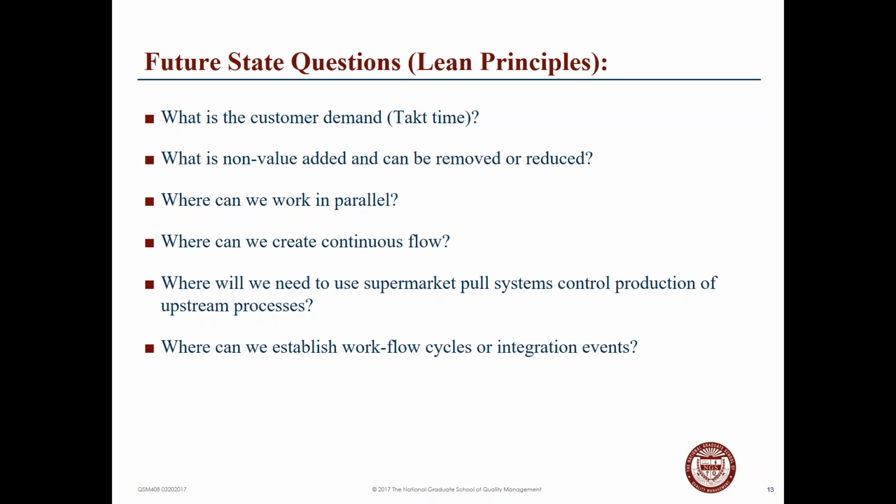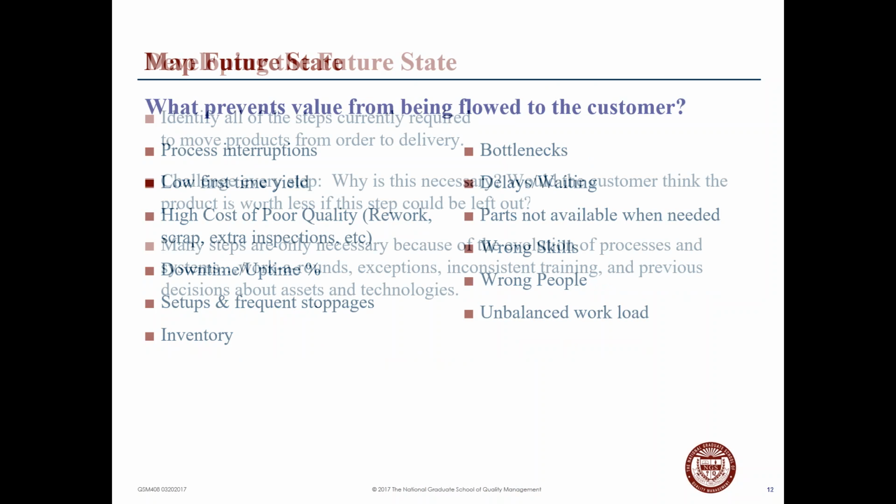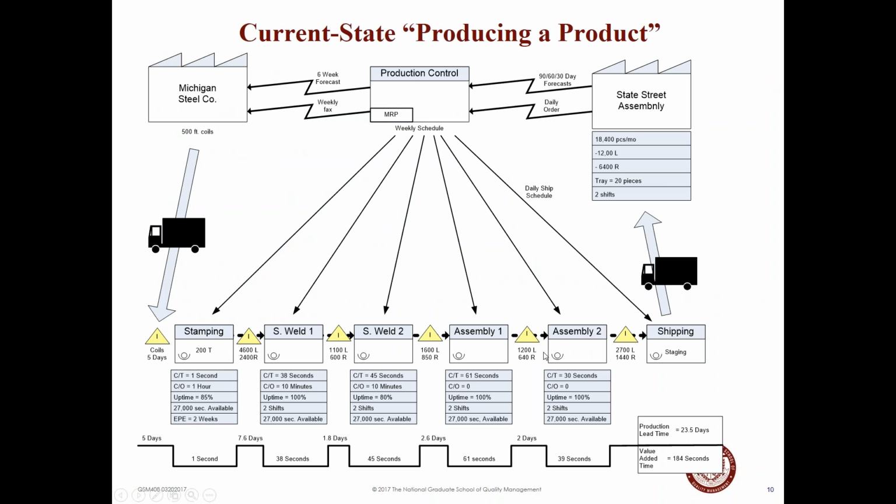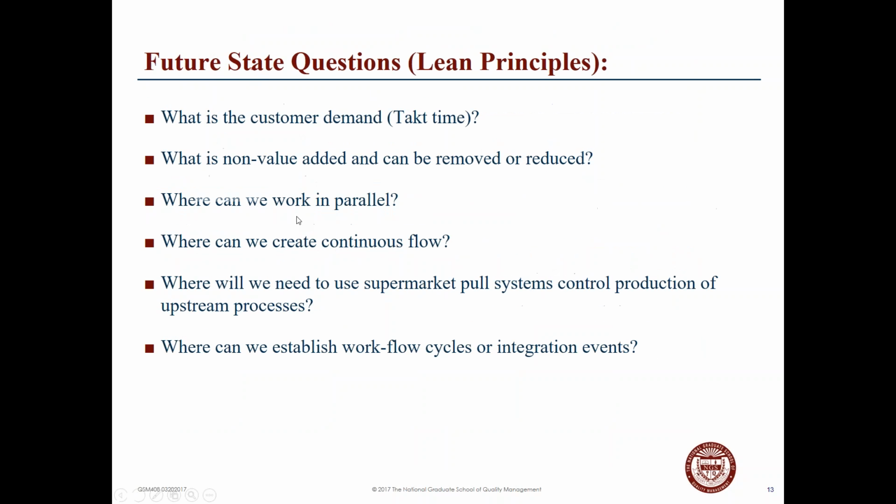What is non-value add, and can we remove or reduce that? The things that we do in that original process, such as moving inventory between each of these stations and then sitting on it for multiple days, would be a question we could ask ourselves as it relates to non-value add. Where can we work in parallel? Do all those stations need to be there? They're right now set up in tandem, or they follow each other. The question becomes, can any of them be done at the same time?